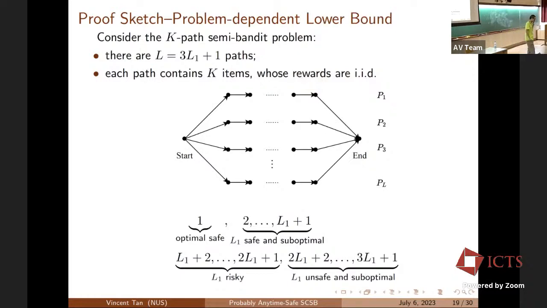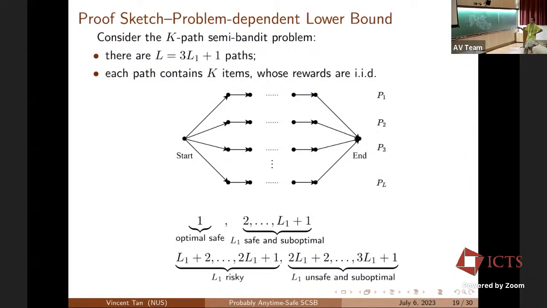How do we establish impossibility results? We establish impossibility results by coming up with instances that are hard. Here, let us consider a k-path semi-bandit problem, because we are allowed to choose k items at each point in time. We have a directed graph from the start to the end, and each path consists of k directed edges, arcs. We have a bunch of paths, L of them.